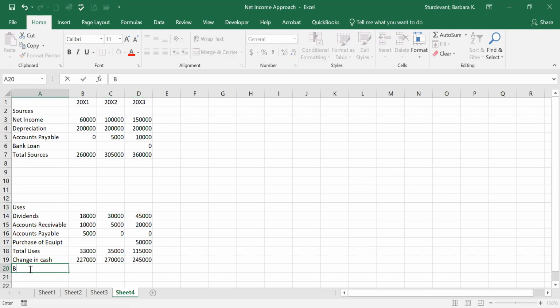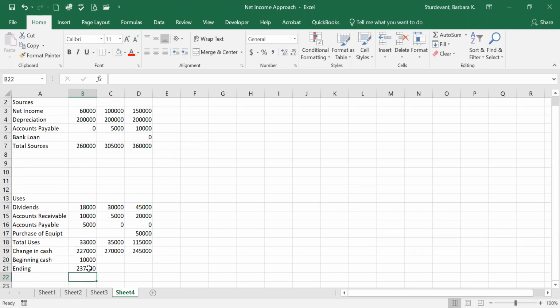Beginning cash, they tell you, was $10,000. Find the ending cash. You're going to take your change in cash plus the beginning cash. Ending cash becomes the beginning cash for the next year.